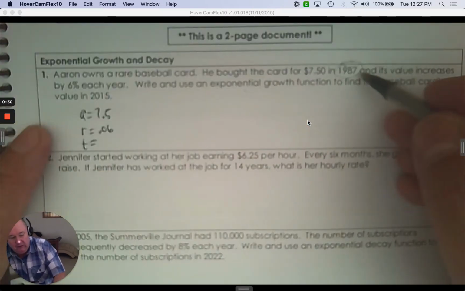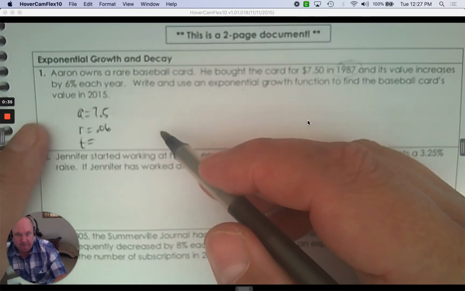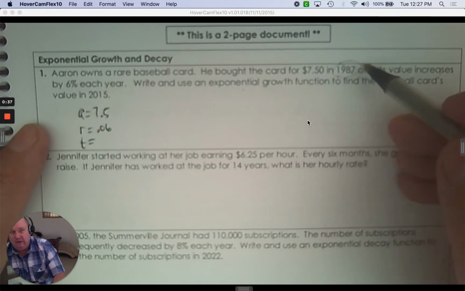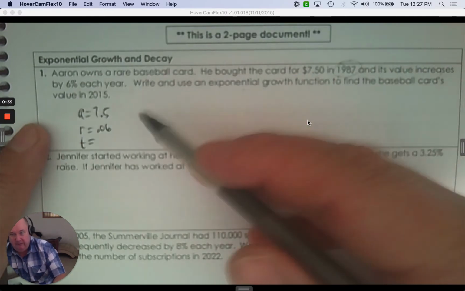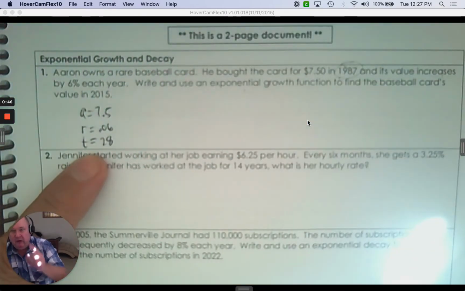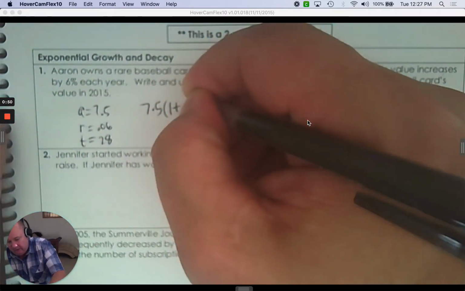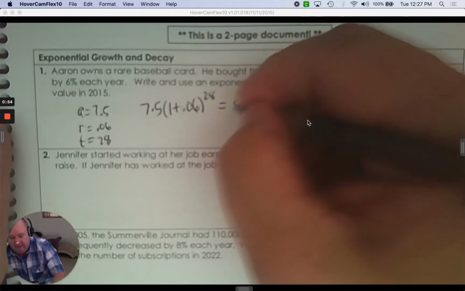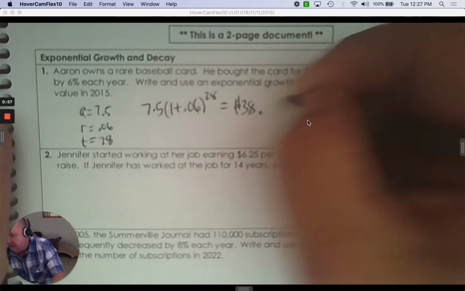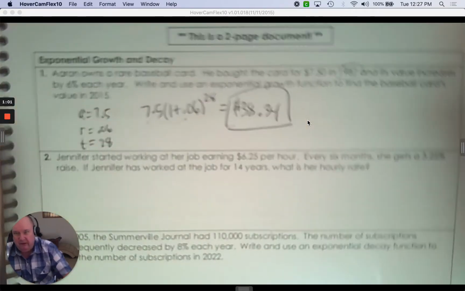So I need to know from 1987 to 2015 how many years went by. So 1987 to 2000 is 13 plus 15. That's 28 years. So how do I set this up? You can go back a page to look at the formula, follow along. This is what it looks like. Then use your calculator, and you get the price of the card. So now the card is worth $38.34 by typing that in your calculator.